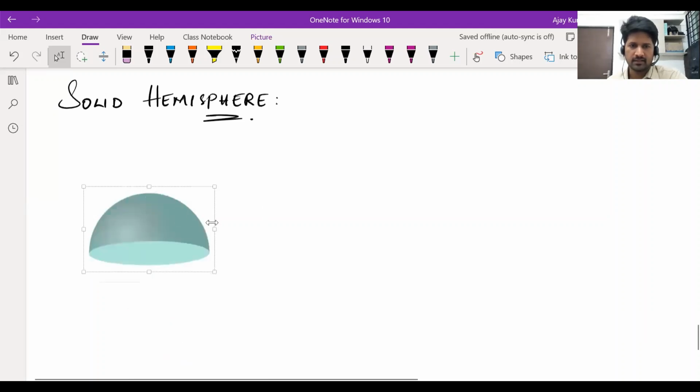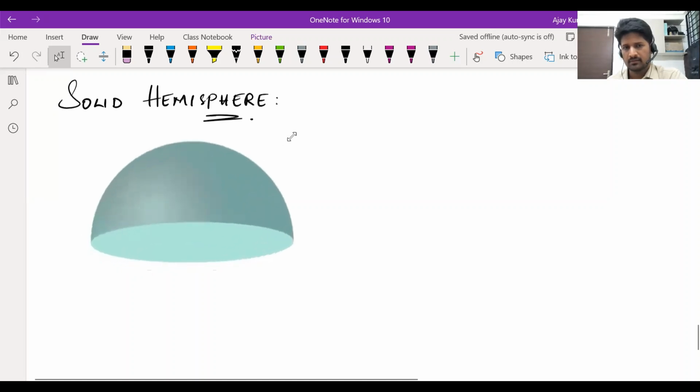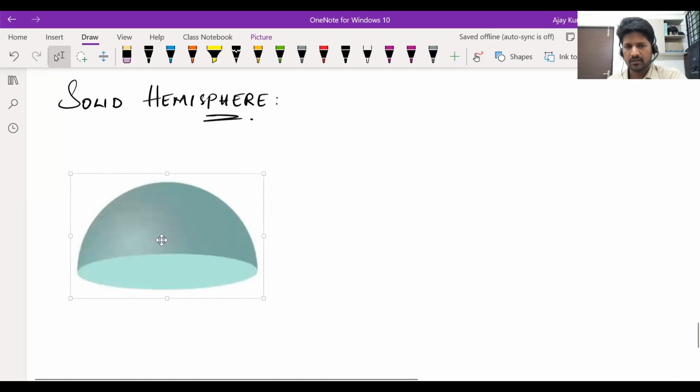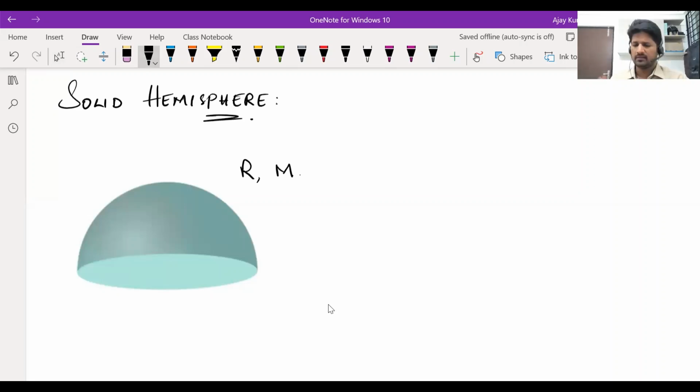Okay, we can consider it like this. Can one of you tell me what kind of mass distribution a solid hemisphere is? Volumetric. The entire volume is filled with mass. Okay, it's a volumetric mass distribution. Assume its radius is r, mass is m.